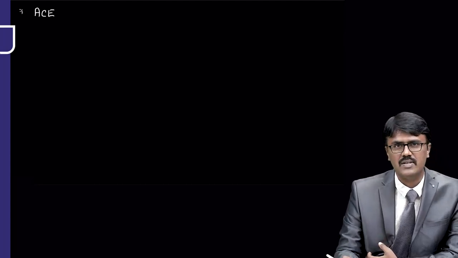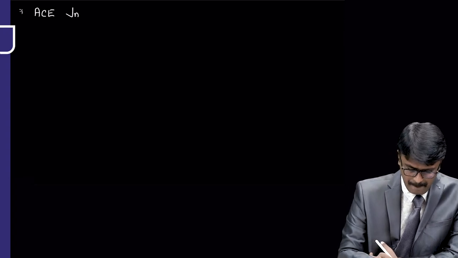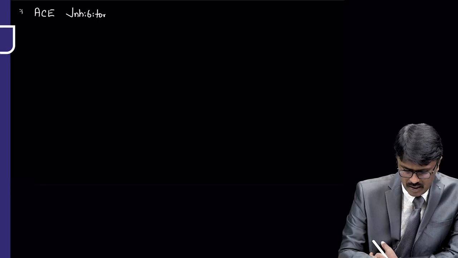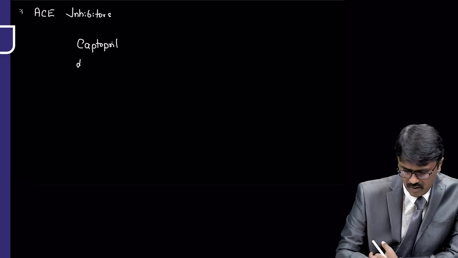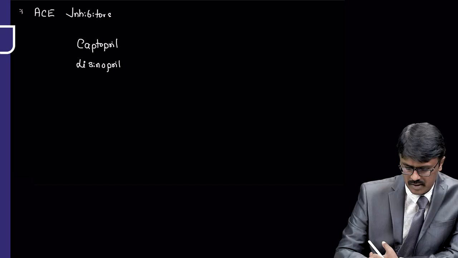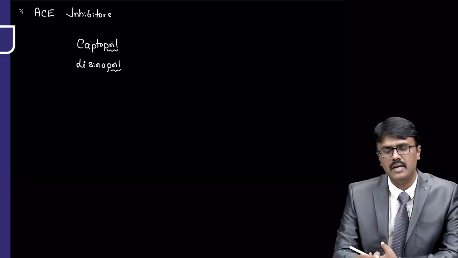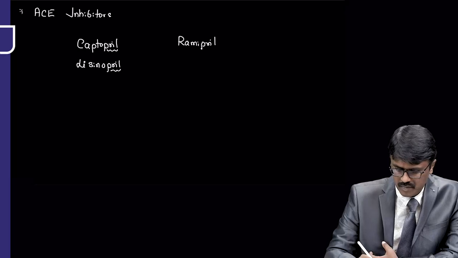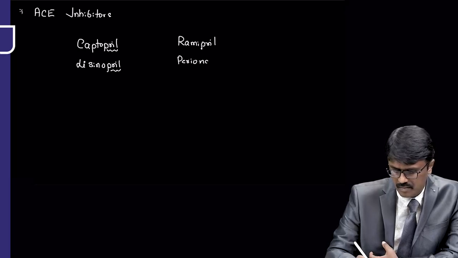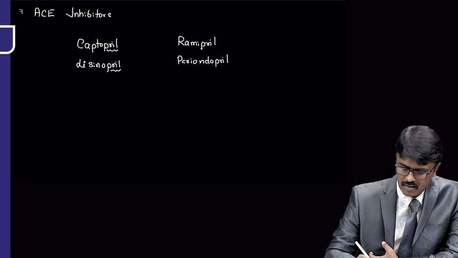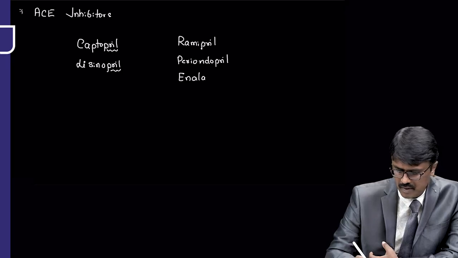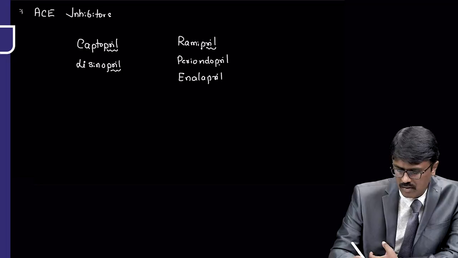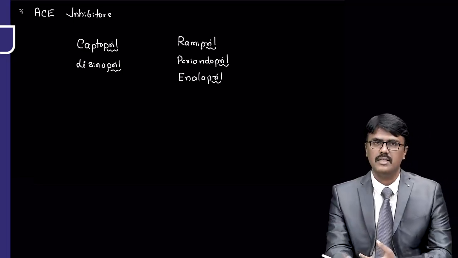So ACE stands for angiotensin converting enzyme inhibitors. The names are captopril, and one more is called lisinopril. And remember, these drugs end with pril, so these are pril drugs. Other drugs are ramipril, then perindopril, then we have enalapril. So simply remember, they all end with pril. Any drug ending with pril will be an ACE inhibitor.